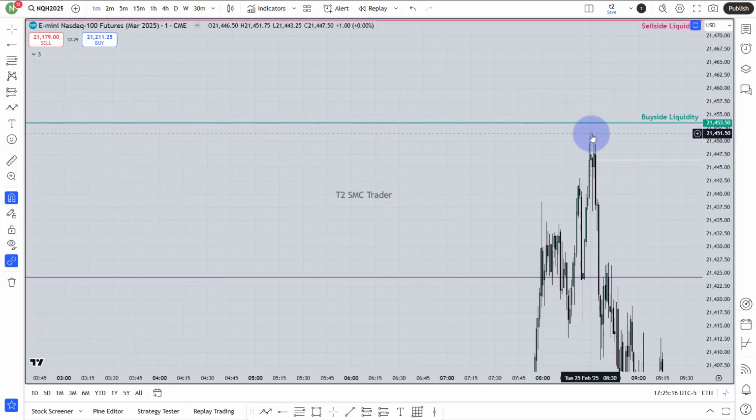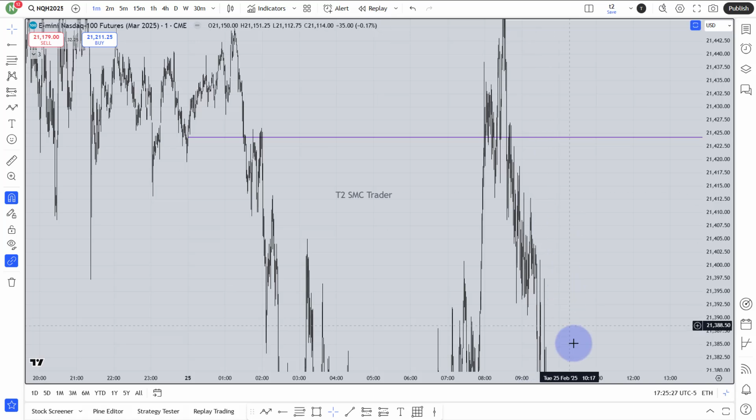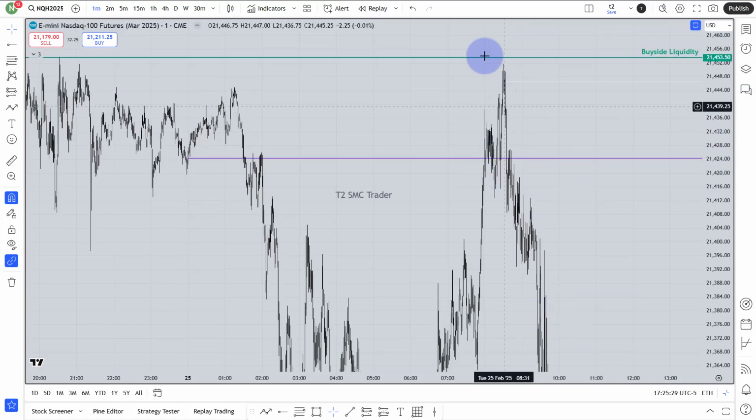And finally, you will see that this market came very near to this liquidity level. Here, look at this high. It came very near to this liquidity level, very near. It seems like it is going to take that liquidity, but it has failed to take it. Then the market went in the opposite direction. This is called the strongest liquidity.